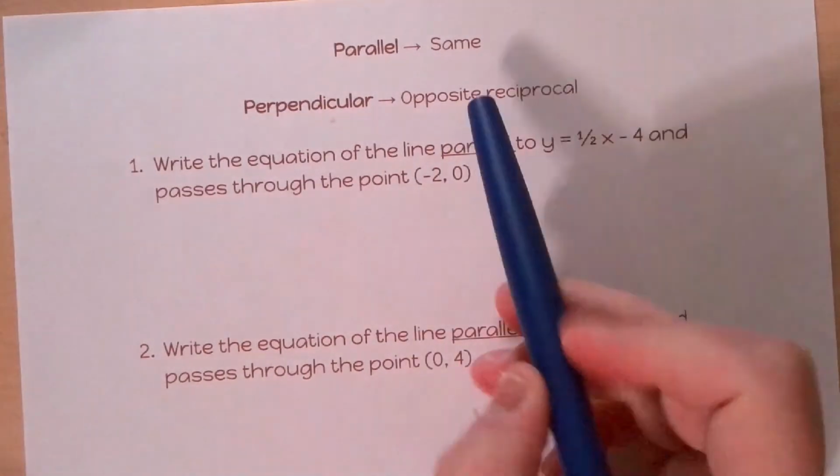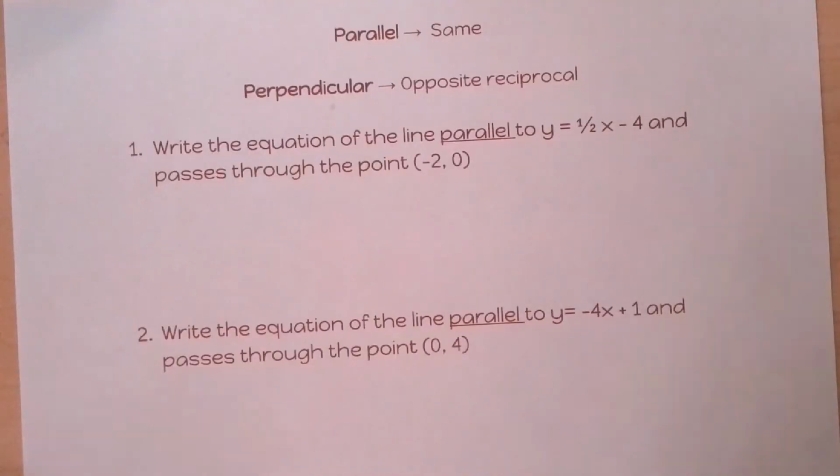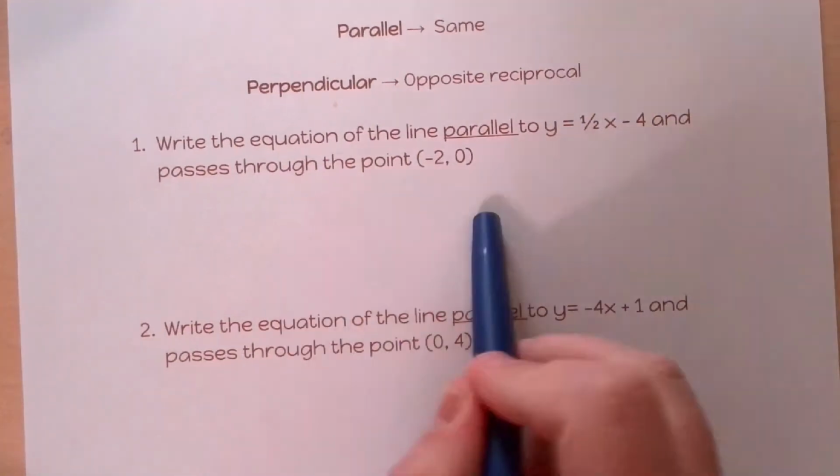Remember, opposite, we change our sign. We go from positive to negative, or negative to positive. Reciprocal is when we're going to flip our number. Alright, so we're going to get into that in a second. So, we're going to start out.